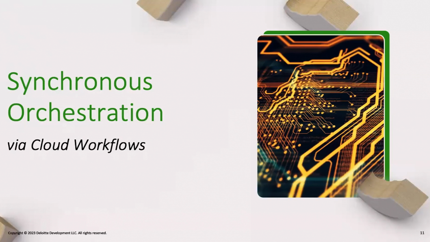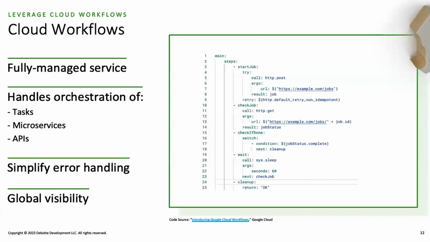through messaging service. The second architecture design pattern is called synchronized orchestration via Cloud Workflows. As you can see, Cloud Workflows is a fully managed service. It handles the orchestration of tasks, microservices, and APIs. It simplifies error handling and gives you global visibility.